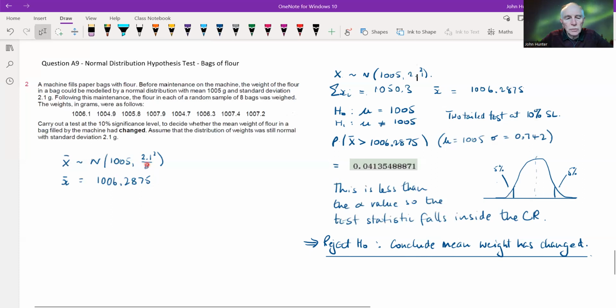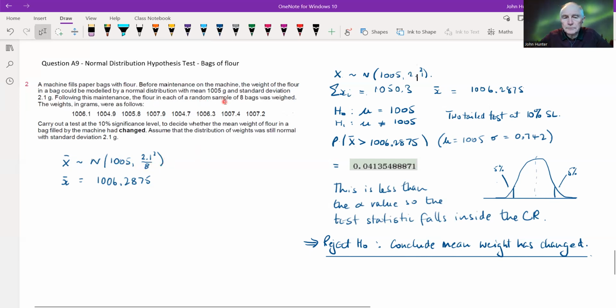Just another thing on this: this is a relatively small sample. We'll go back to the video on sampling distribution. If we've got a larger sample, it doesn't really matter what the original distribution is, whether it's normal or uniform or anything else. If your sample is large enough, and therefore you're dividing by a big enough number, the sampling distribution, the distribution of this generated random variable, will tend to normal. It will approximate to normal.